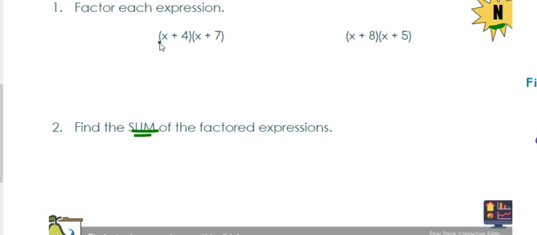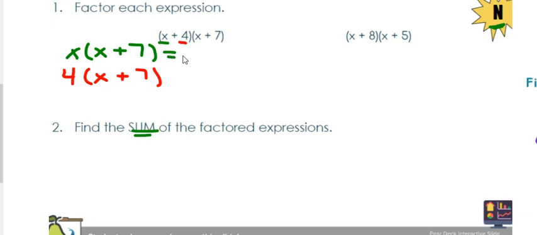Remember, in the distribute method, what we do is we break up each one of these terms. So we have x, and then we're going to put in the second polynomial, use 4 as my second term, and again, we're going to put in the second polynomial. So our next step is to distribute. So I have x times x, which is equal to x squared, and then I have x times 7, which is equal to 7x. For my second part, I have 4 times x, which is equal to 4x. And then I have 4 times 7, which is equal to 28.